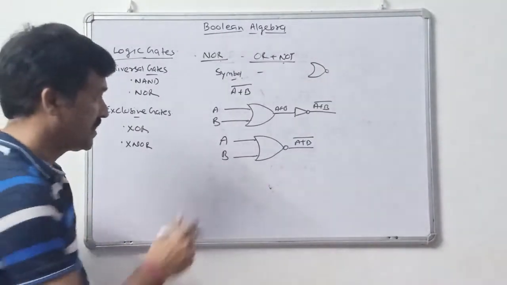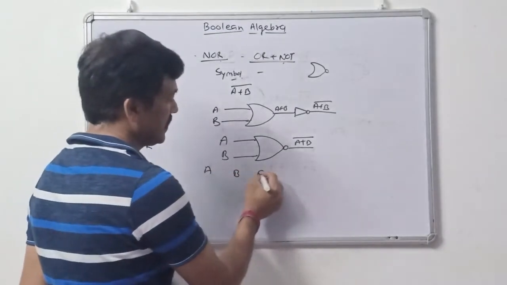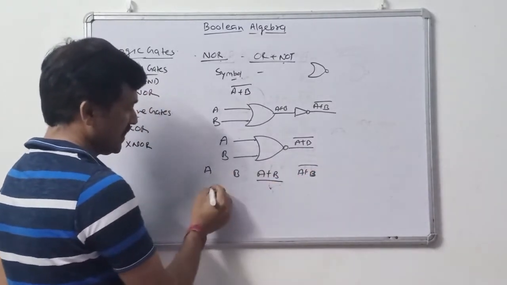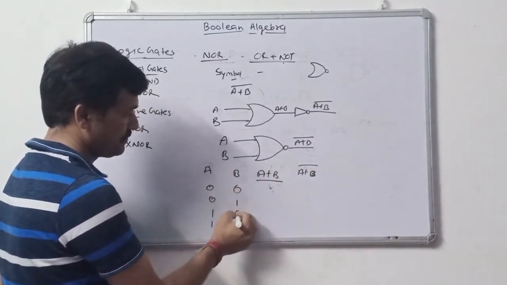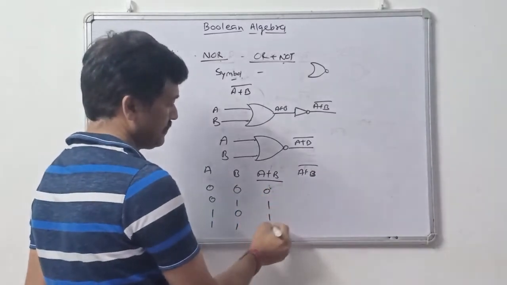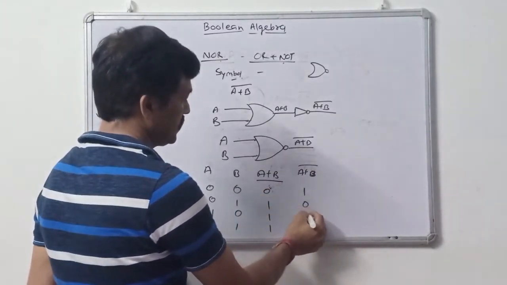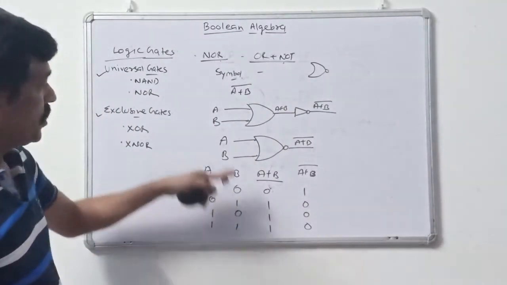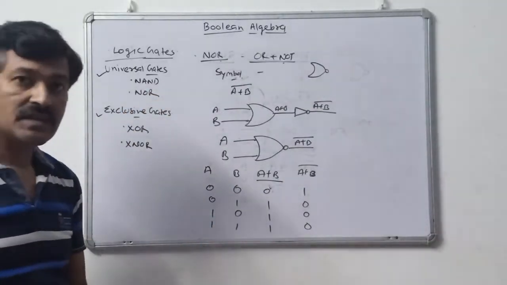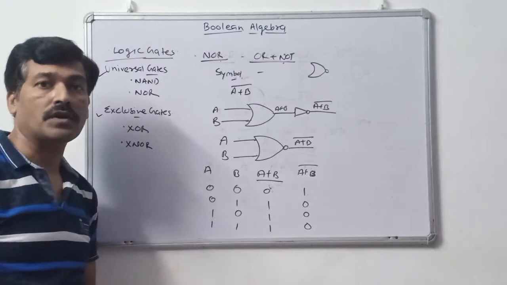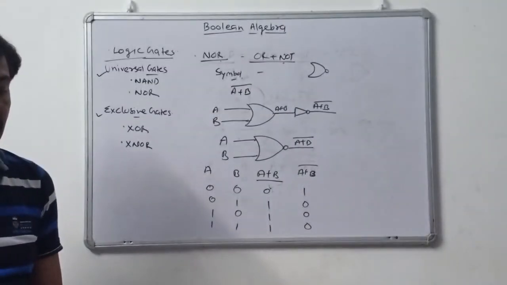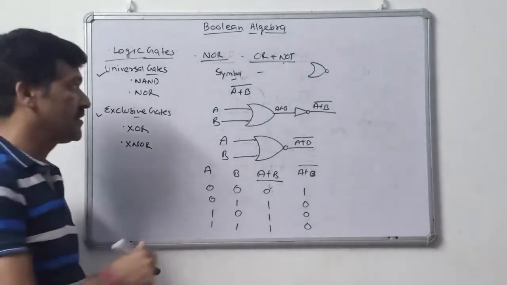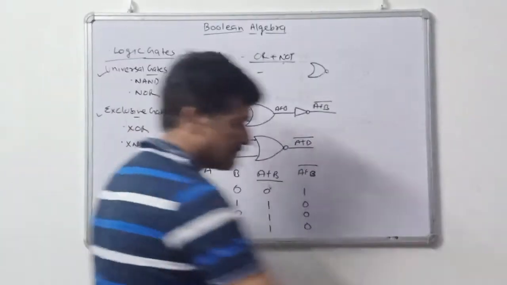This is the NOR gate. If we make the truth table, it will reverse the result of the OR gate. Here 1, 0, 0, 0. So OR gate including NOT is converted into NOR. The same way, AND including NOT is converted into the NAND gate. So these two are the universal gates.